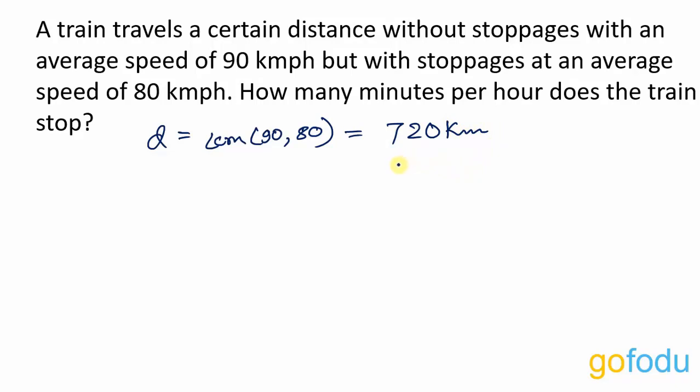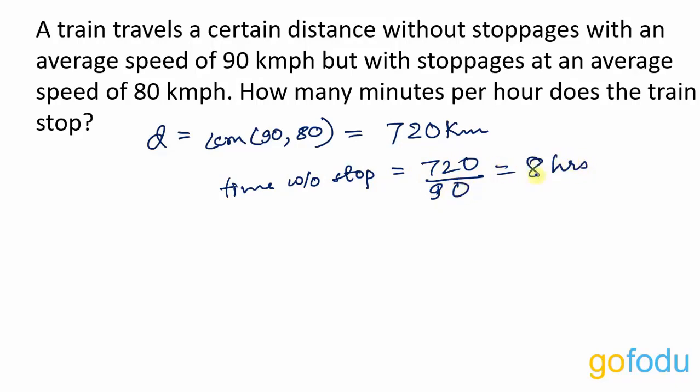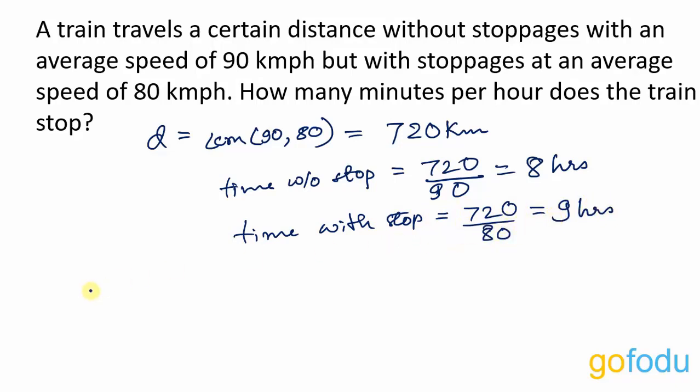Now time taken without stoppages. Time taken without stoppages is 720, distance upon speed, that is 90. This will be 8 hours. And time taken with stoppages will be 720 upon 80, that is 9 hours. Again we can say in case 1, the train is taking 8 hours. In case 2, the train is taking 9 hours.